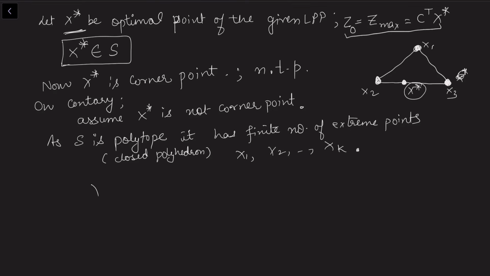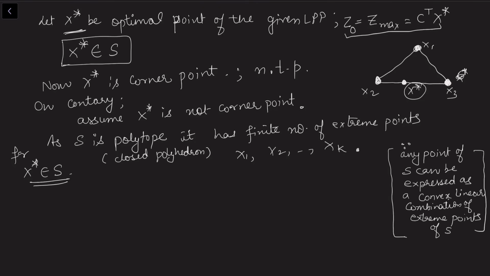And we know that any point that lies in the feasible region, so for any x that belongs to the feasible region, it is possible to write x as a linear combination of these finite extreme points. I have explained this point in my earlier video. So x star can be expressed as a linear combination of these finite corner points. Any point of S can be expressed as a convex linear combination of the extreme points of the feasible region. I have added the link in the description.